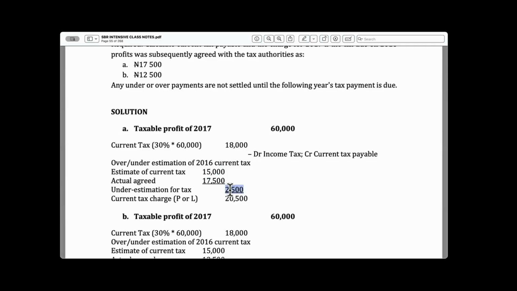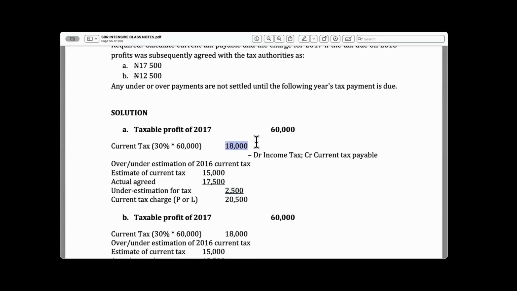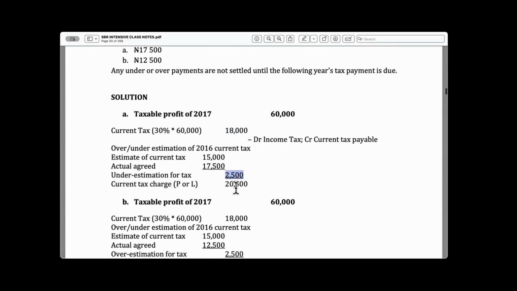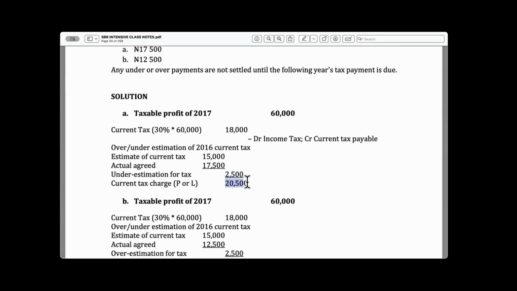But the other leg, which is the expense, goes to P&L. It will be an additional tax in 2017. So I will need to add this 2.5 to this 18. The tax that shows in P&L for 2017 is 20,500, not just this 18, because they are saying I underpaid in 2016. So it comes in as an expense this year.